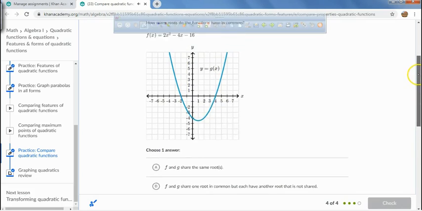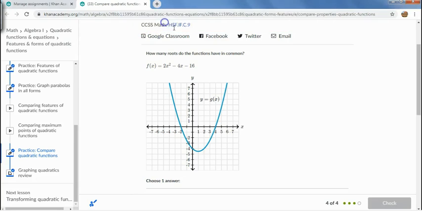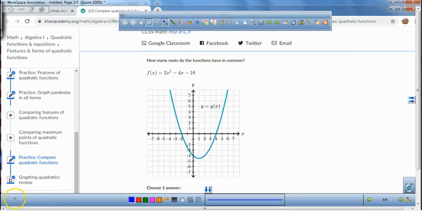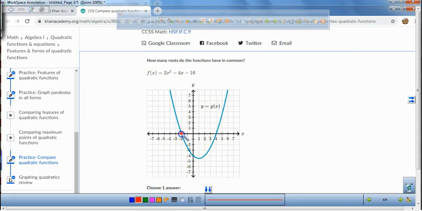Alright, next problem. It says, how many roots do the functions have in common? So we have to identify what the roots are. So we're going to identify the roots of, let's see, g of x. We have a root right here at a negative 2. And we have a root right here at a 4. So what does that mean? That means we have a solution set at a negative 2 and a 4. Those are our solutions, or our zeros.